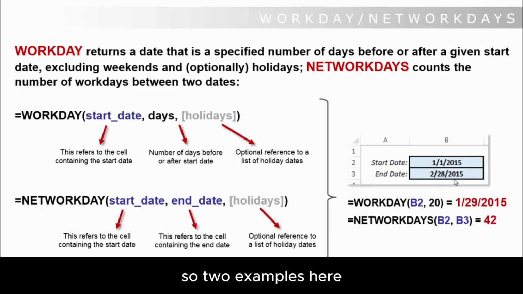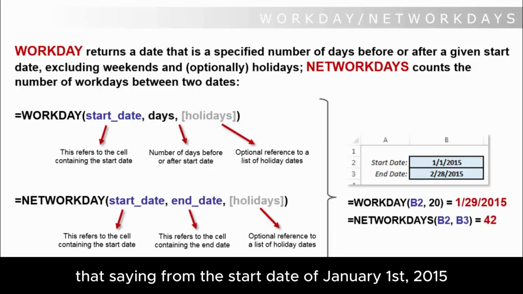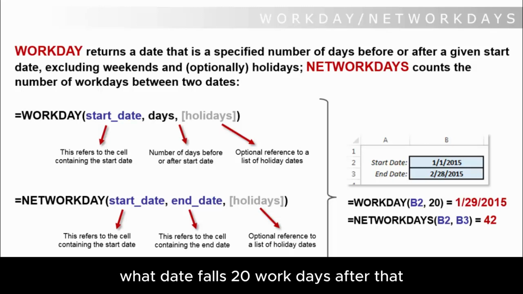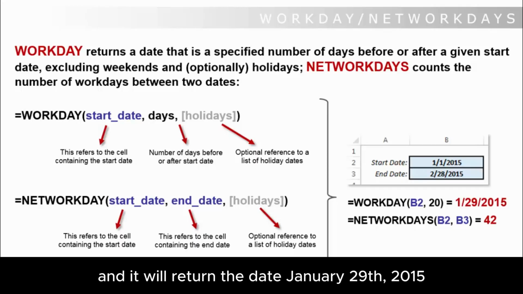So 2 examples here. I've got the same 2 date references that I mentioned in the last lecture, which are January 1st, 2015 as our start, February 28th, 2015 as our end. So if we say workday B2, 20, that's saying from the start date of January 1st, 2015, what date falls 20 workdays after that? And it will return the date January 29th, 2015.